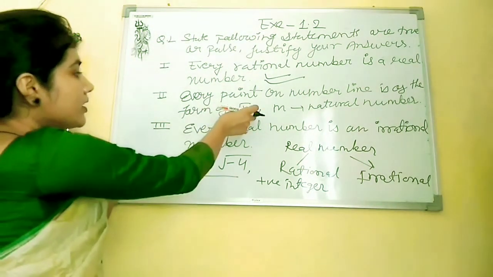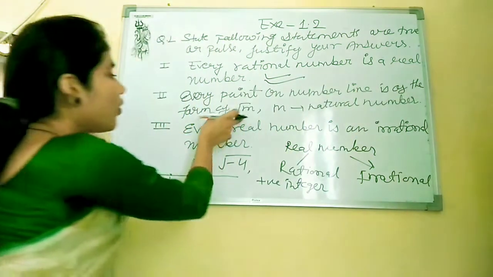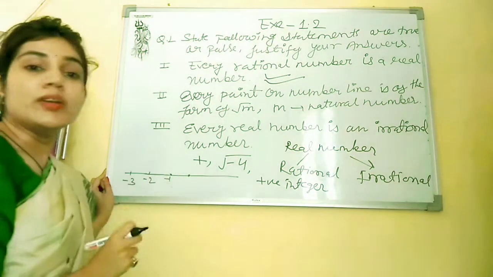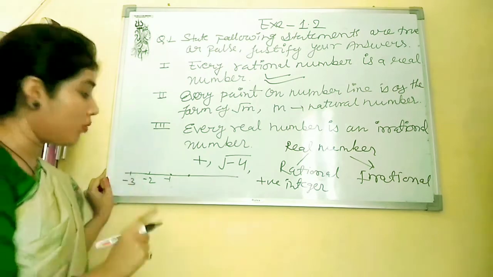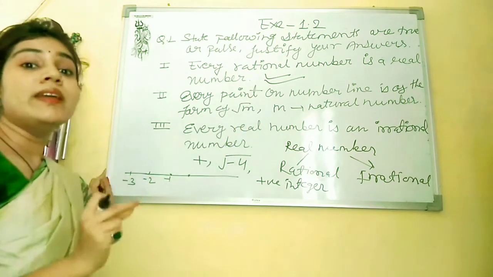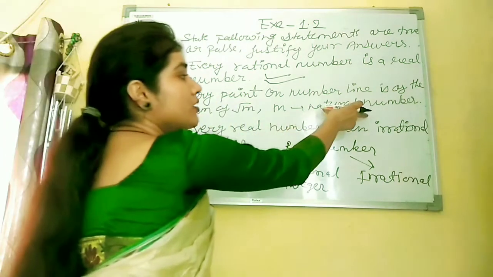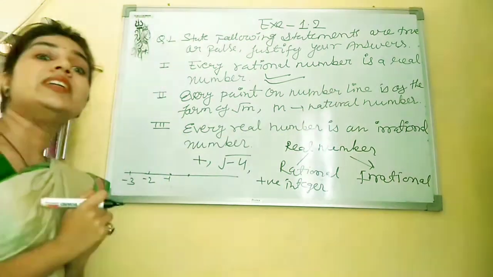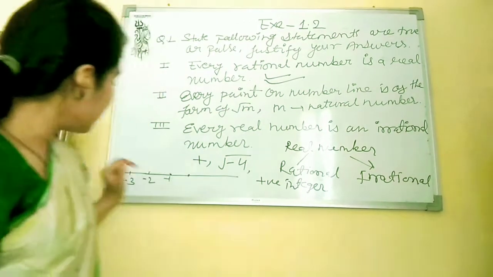Why? Because it is saying that every point on the number line is of the form √m. This is not possible. Every point on the number line is not in the form of only √m. It should be in the form of negative integers also, and √m should never be a negative integer. It is always positive. That's why here it is mentioned that m is a natural number, and all positive integers are natural numbers.